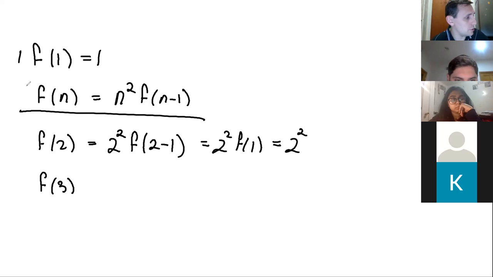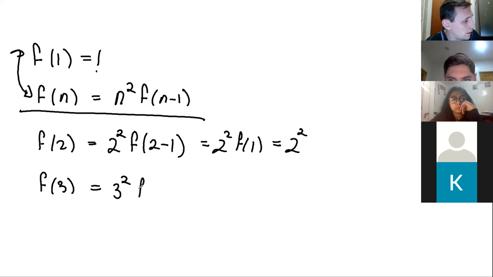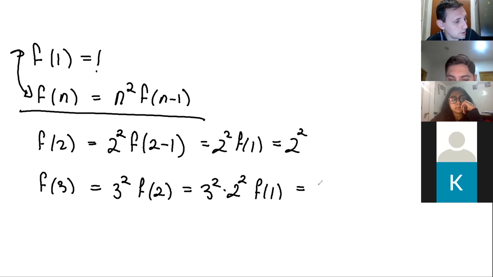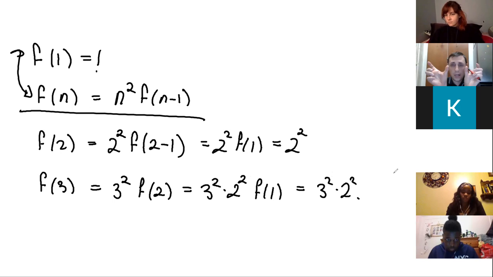Now, what is f of three? If you just use this procedure, you need to walk all the way back to the one point you know. So f of three is what? It is three squared times f of two. You agree? Now, what is that? This is three squared times two squared times f of one. And what is f of one? This is one. So that's basically three squared times two squared. You understand? So I evaluate by going back to the one value I know, because I have a formula that tells me how to evaluate my new point in terms of the old one. Are you with me?